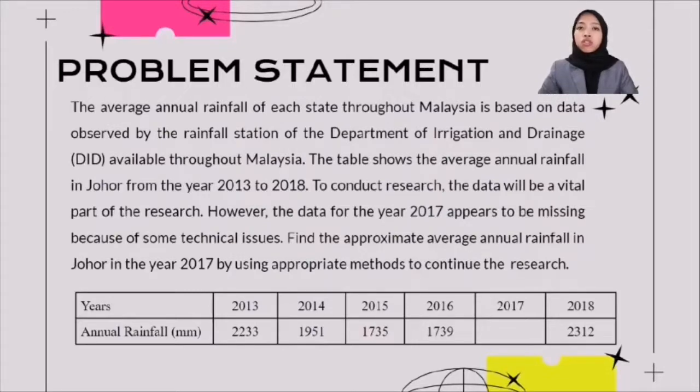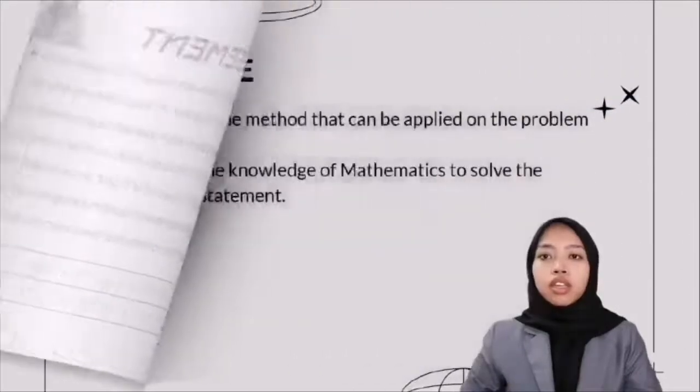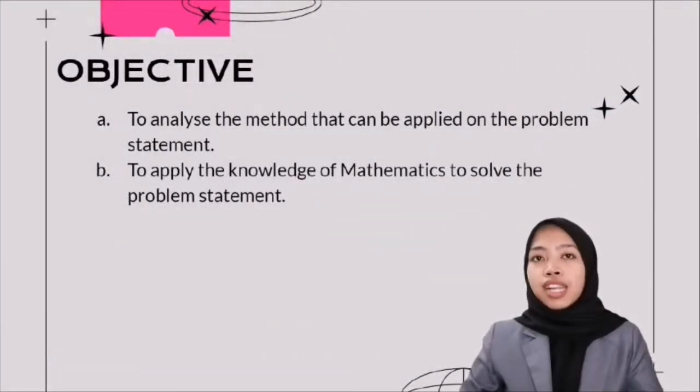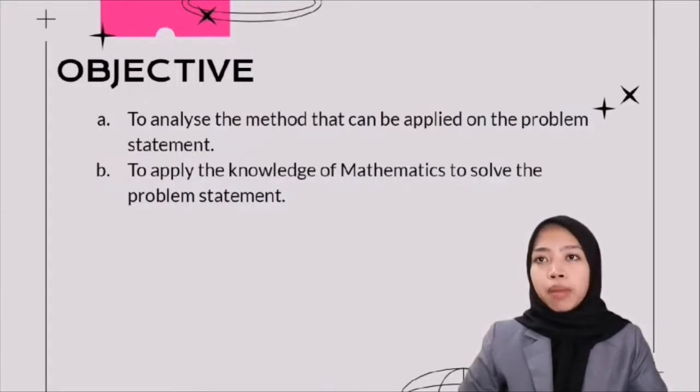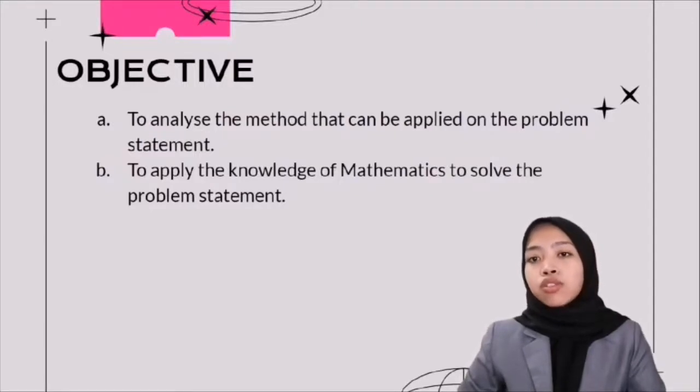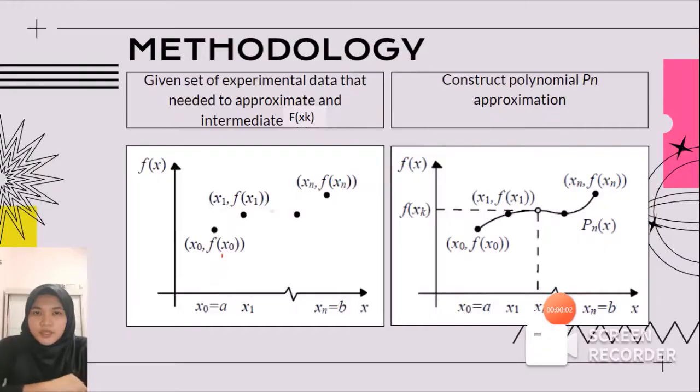the research. So, the table shows the annual rainfall from the station of Department of Irrigation and Drainage from 2013 to 2018. So, the objective for the study is to analyze the method that can be applied on the problem statement. Next is to apply the knowledge of mathematics to solve the problem statement. So, that's all from me.